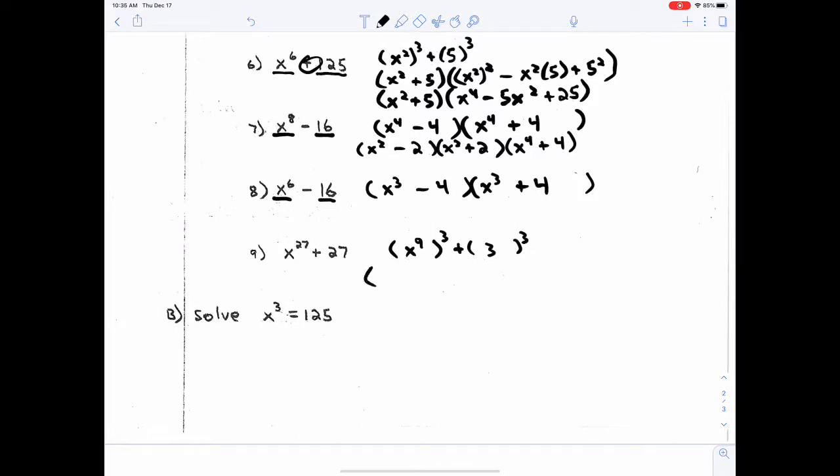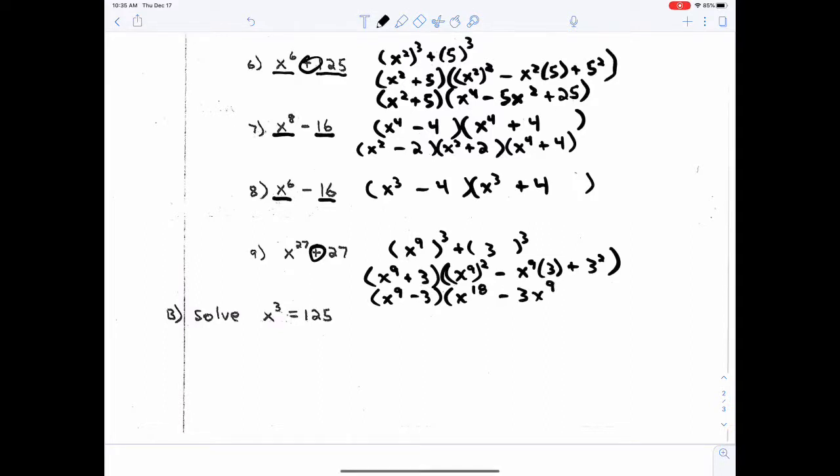We have first one, second one. First one squared. First times the second. And then plus the second one squared. And then because the original problem was a plus, that's a plus and that's a minus. So we get x to the 9th minus 3 times x to the 18th minus 3x to the 9th plus 9. And none of that factors again.